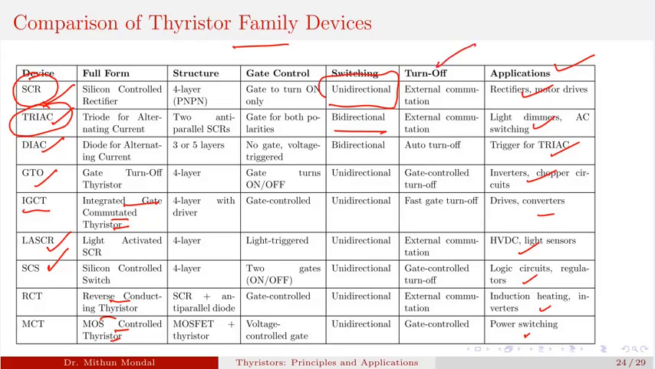The turning off principle, which is the commutation, we say this commutation for different SCRs are different, whether you want the commutation as external or whether you want the commutation using the gate signal. So depending upon that, the application of thyristors will be different.